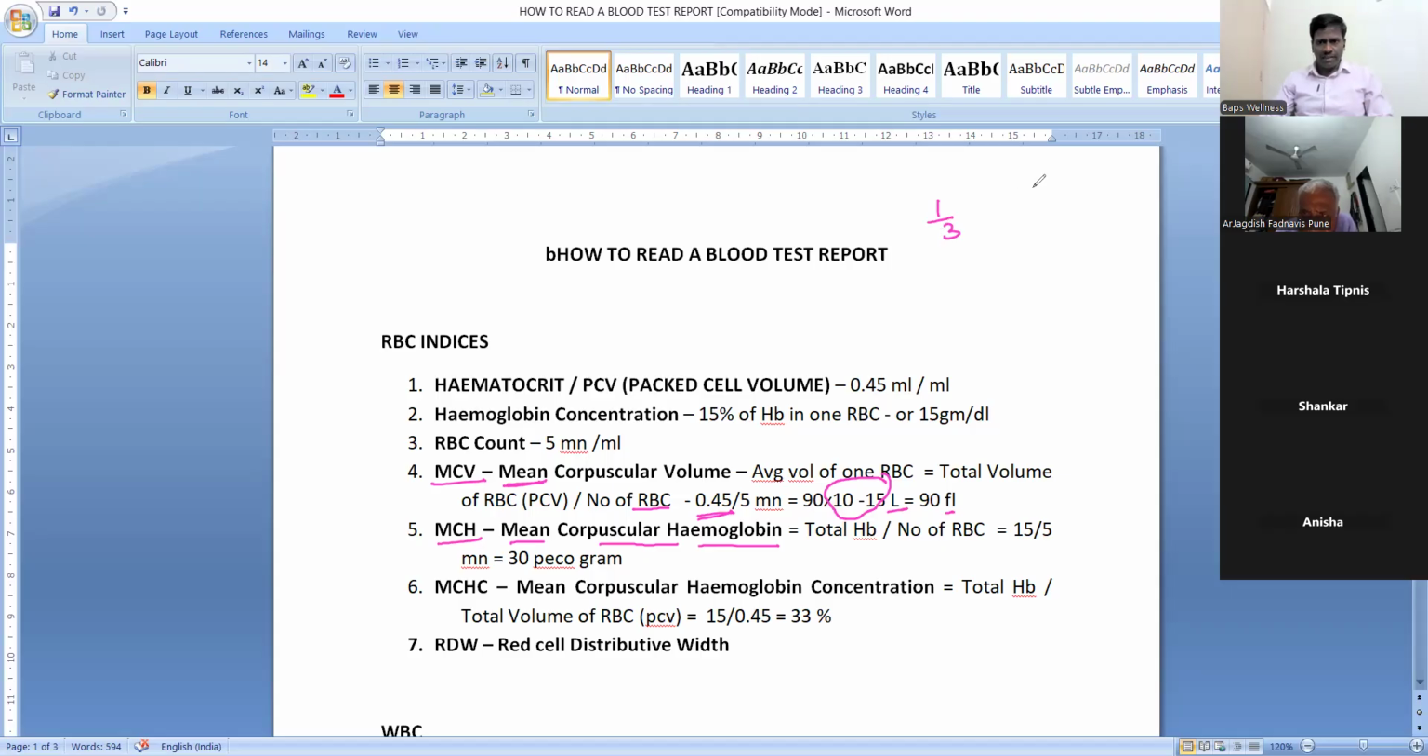So in 45, we said 15, correct, 15 gram. We divide this 15 by 5 million, that is in 1 ml of blood. How much does it come to? 30 picogram. How we calculated the femtoliter, the picogram is also like milligram, gram, like that. This is picogram.